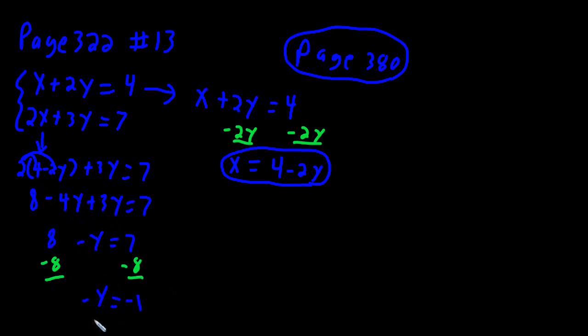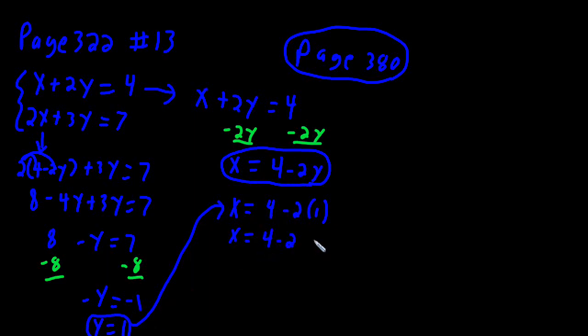Step 4 says take what you find here, go back and substitute it in to find x. So if I come up here and replace y with 1, I'll get the value of x. So it'd be 4 minus 2, or 2. So the value of x is 2. So the solution to the system is (2, 1), and I found it by substitution.